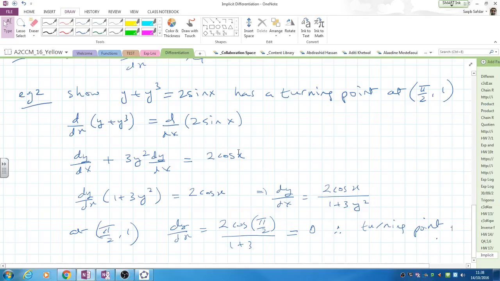So what we've done is differentiate both sides with respect to x. So you've got dy over dx and then 3y squared dy over dx equals 2 cos x. You can then factorize the dy over dx out and get an expression for dy over dx, substitute pi over 2 for x and y equals 1, and that gives you 0, therefore you know it's a turning point. Any questions? Yes? You just have to sub it in, you don't have to actually work it out. No, because they've given you that point. So you just sub it in, and that gives you the gradient at that point.